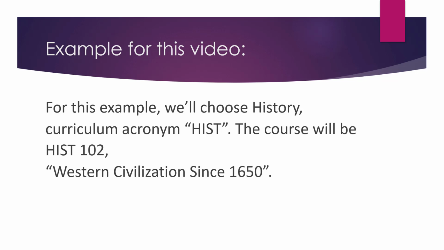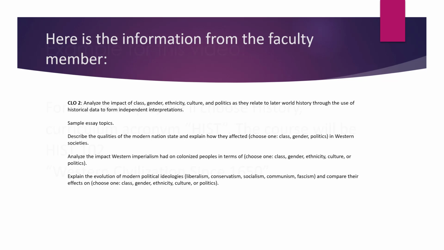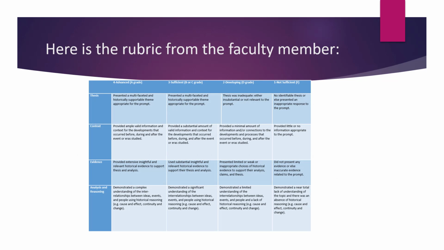For this example, we'll choose History, curriculum acronym HIST. The course will be History 102, Western Civilization since 1650. Here is the information from the faculty member. This would typically be provided by email following a request from the assessment coordinator. Note that the SLO is CLO2 for History 102, and the assessment tool, the work the students will do, is an essay. Here is the rubric.